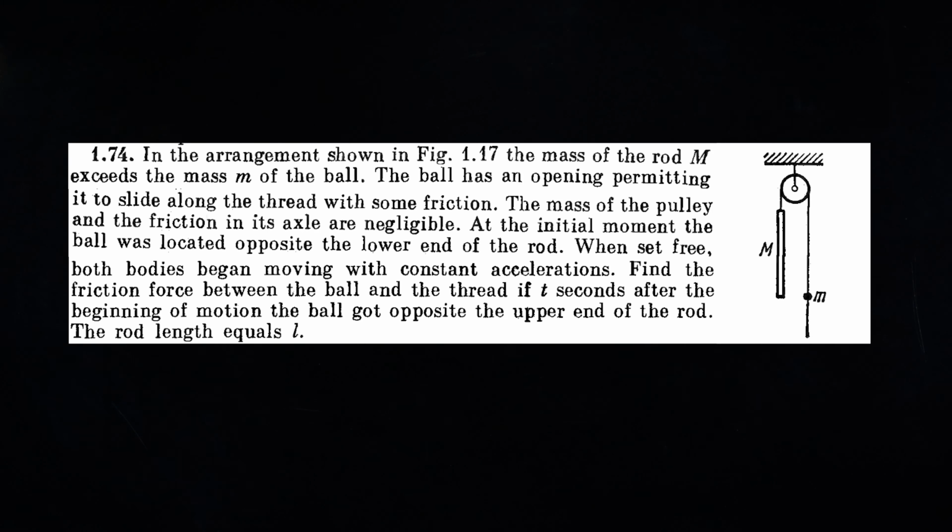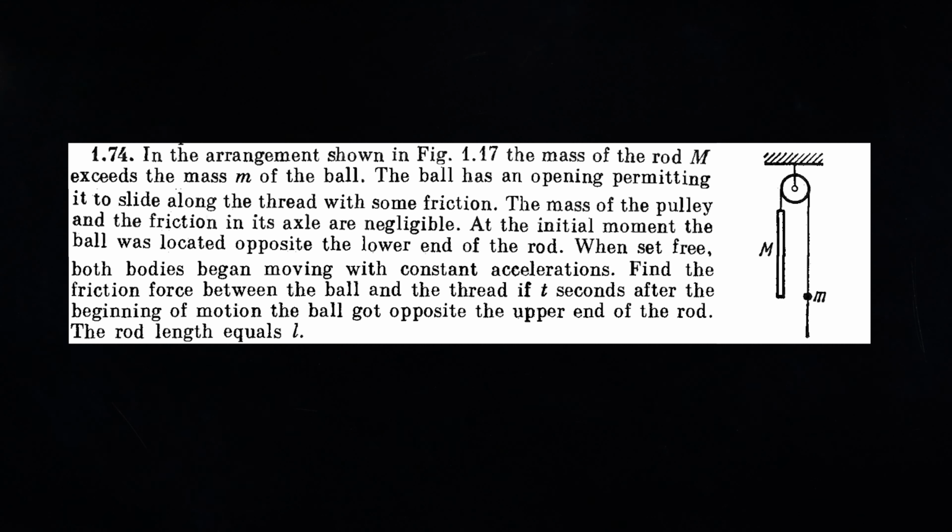Irodov problem number 1.74. In the arrangement shown in the figure, the mass of the rod capital M exceeds the mass small m of the ball. The ball has an opening permitting it to slide along the thread with some friction. The mass of the pulley and the friction in its axle are negligible.